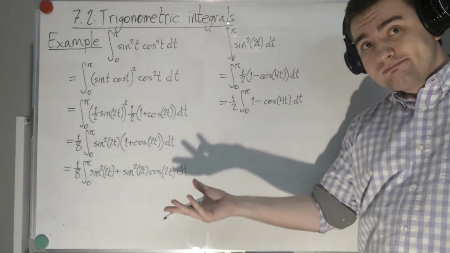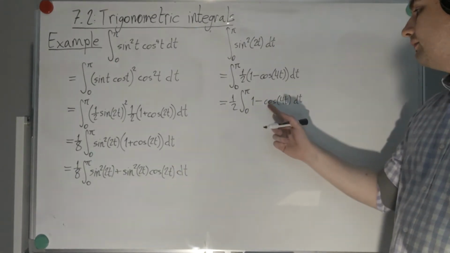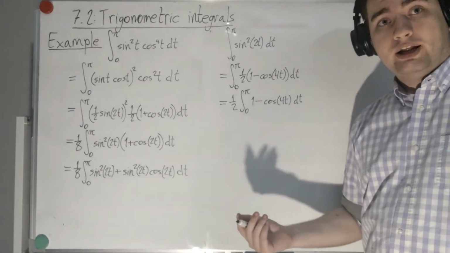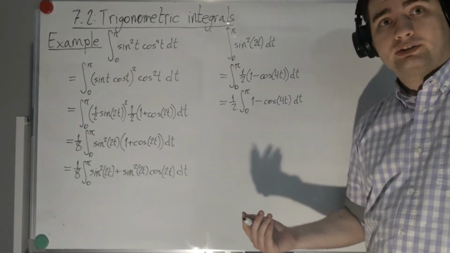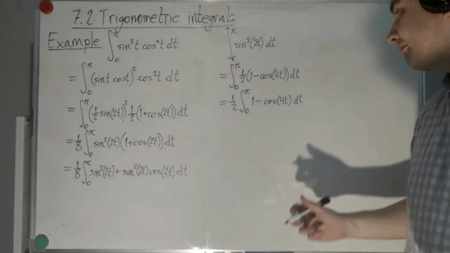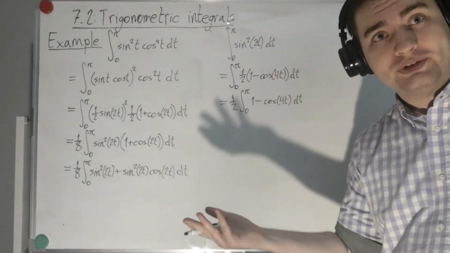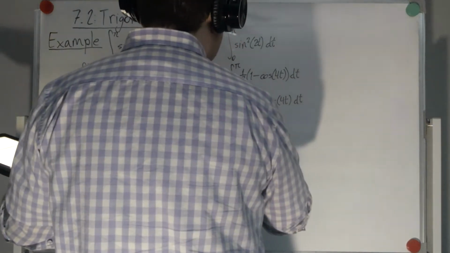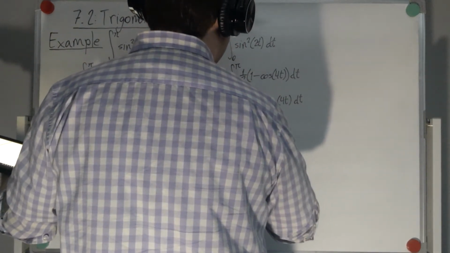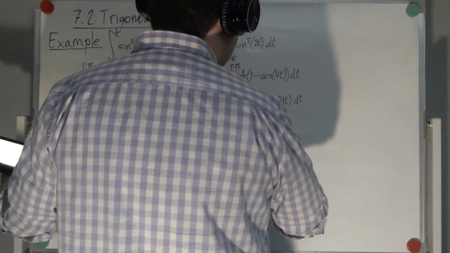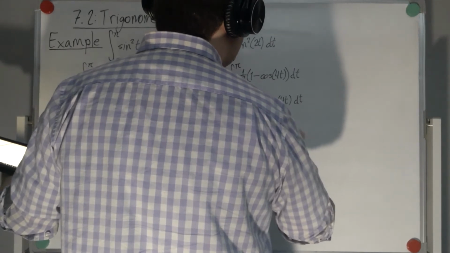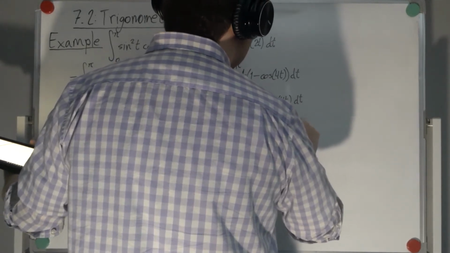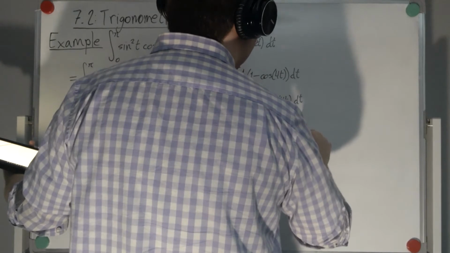Antiderivative of 1 is just t. Antiderivative of cosine of 4t is going to be 1/4 sine of 4t, which you can find by doing a u substitution, u equals 4t. So this just becomes 1/2 times t minus 1/4 sine of 4t, evaluated from 0 to pi.